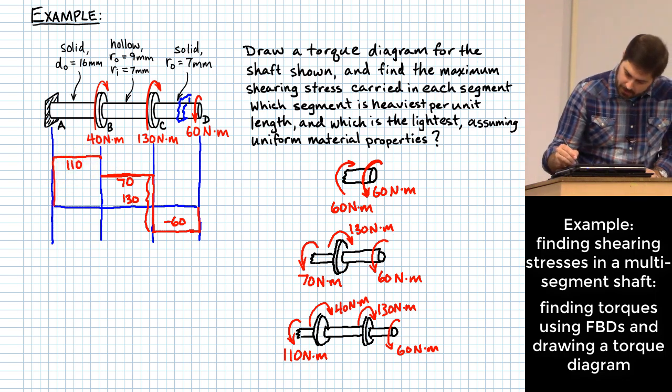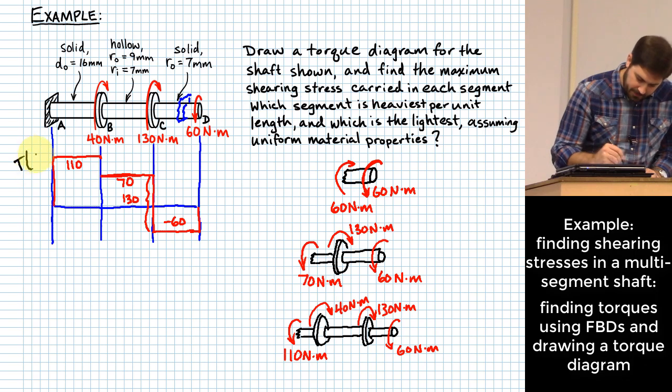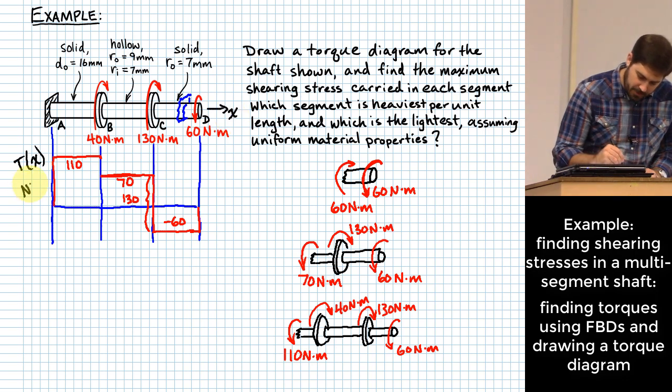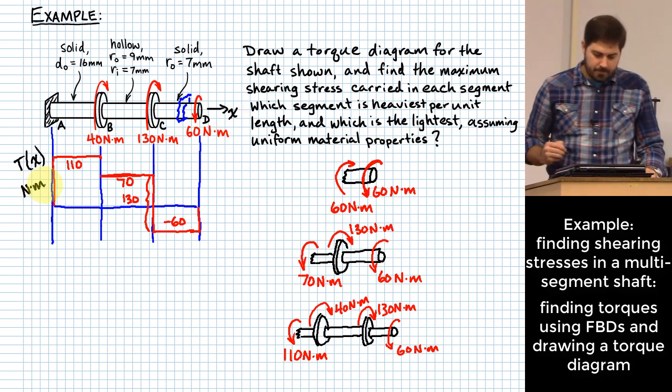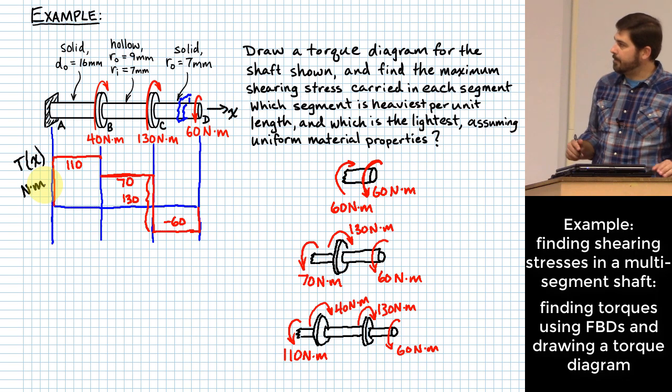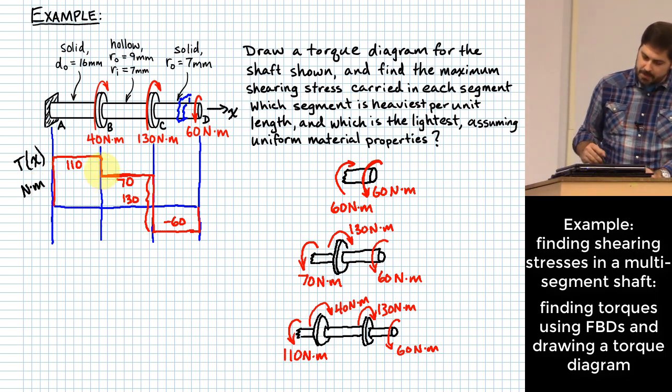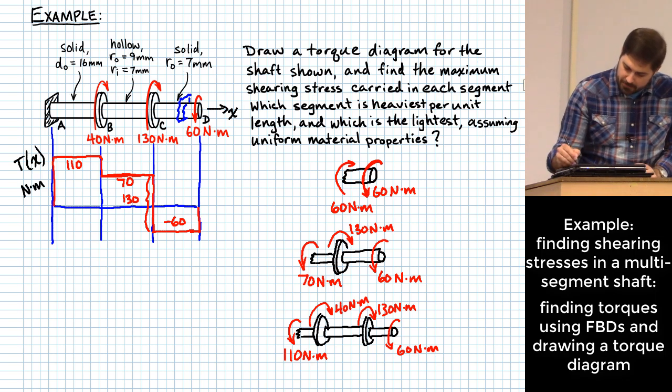And this is going to be our torque as a function of x, where this is x, right? And this is going to be measured in Newton meters. So that would be my torque diagram for this shaft.